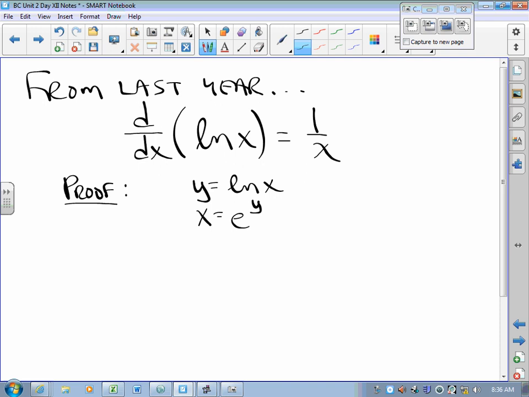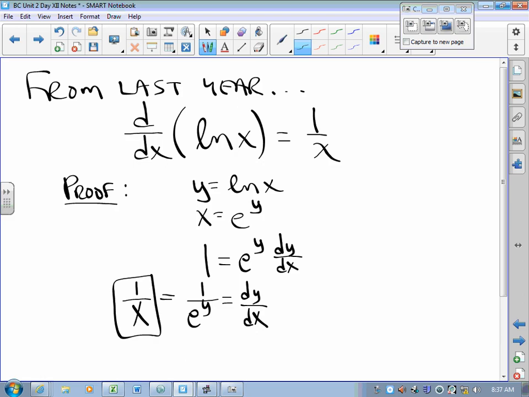And if that's the case, then I can take the derivative of both sides with respect to x. The derivative of x is 1. The derivative of e to the y is e to the y times dy dx. Chain rule coming up again and again. So what is dy dx? dy dx is 1 over e to the y, but we've already established that e to the y is x. And so we get the derivative just by using the derivative of the exponential function and a little implicit differentiation.